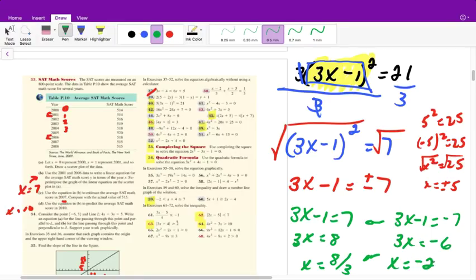So in this case, we have two different answers, and when it's a plus or minus, you can't just say, okay, 3x is equal to plus or minus 7 plus 1. You have to actually go ahead and add anything that you can.